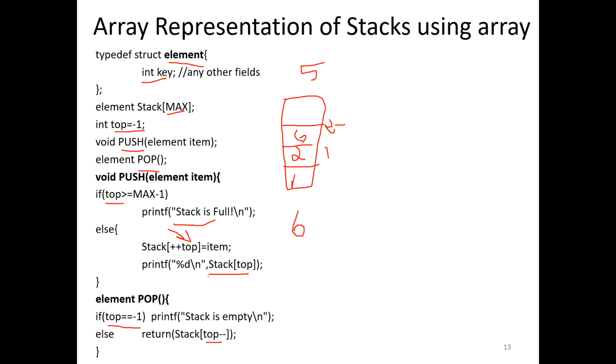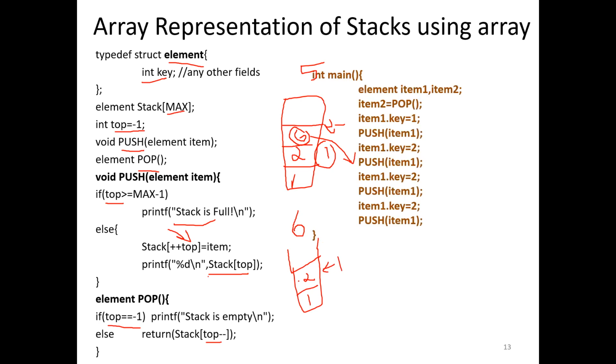2 becomes 1. What is the element that is removed? 6. 6 is popped out. Top value now updated to 1. Okay. After the deletion operation, the stack is having only 2 elements. This is the stack. Top value is 1. Capacity is 3. This is after push pop operation.